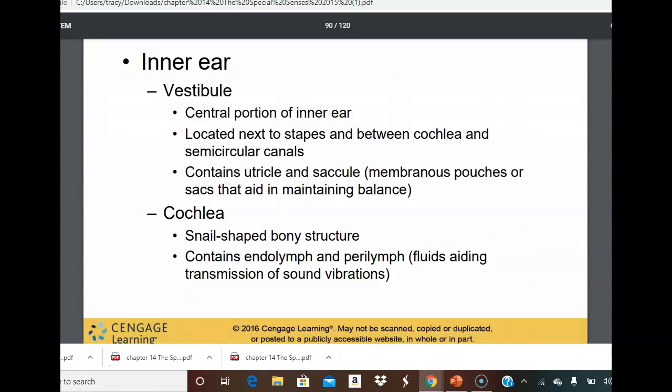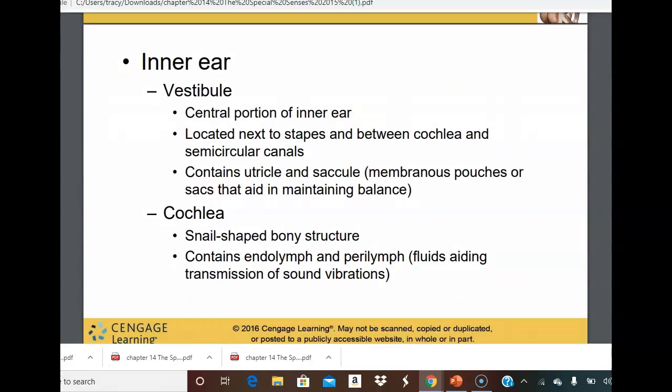The stapes attach to something called the vestibule. The vestibule is sort of the starting ground for 2 other structures that are extremely important. It's sort of the landing mark. It does have some fluid within it that helps to aid in our balance, and then it leads into another structure that maintains our balance as well. Okay, so it's the landing point for the stapes.